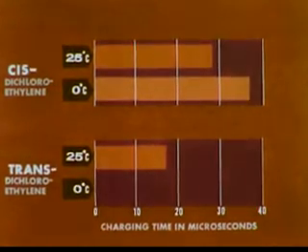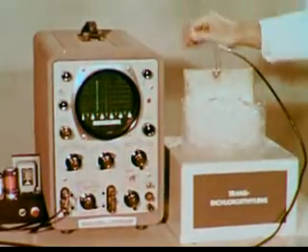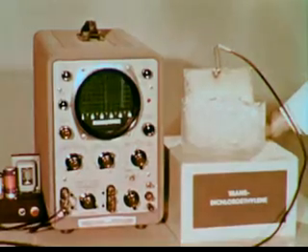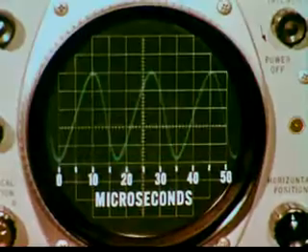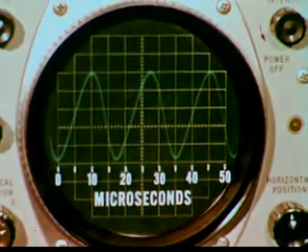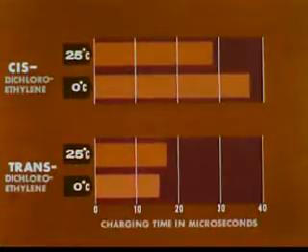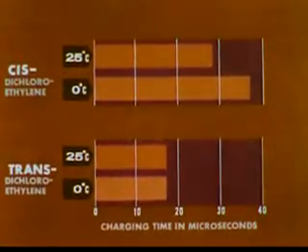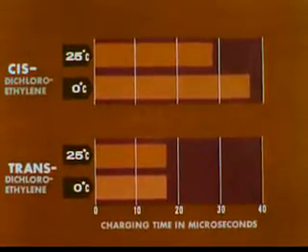Since trans-dichloroethylene is a nonpolar substance, there is no alignment between the plates. Therefore, varying the temperature should have little effect on the charging time. After chilling, the charging time is still 17 microseconds. So we see that at 0 degrees, the charging time for trans is the same as at room temperature. These effects of temperature upon charging time give further evidence that our model is correct.